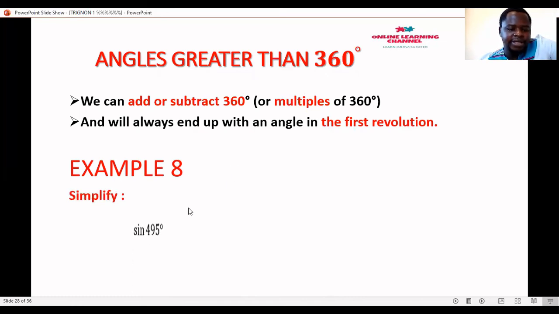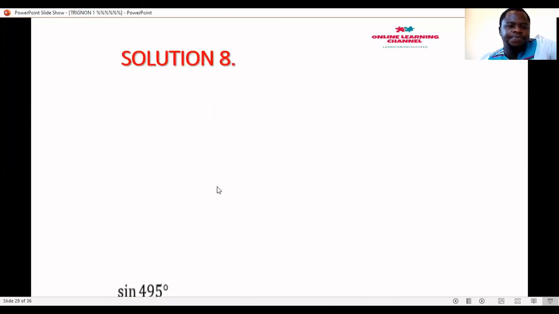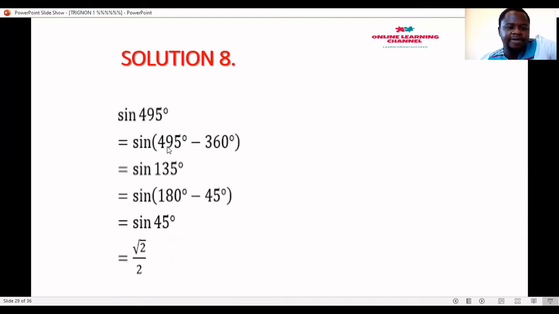So example number 8, suppose you are given sin 495. So this will be sin(495 minus 360). So we said you must subtract or add. So that will give you sin 135. And then sin 135 will be sin(180 minus 45), so special angles. And then sin 45, we say this is root of 2 over 2 after rationalizing.